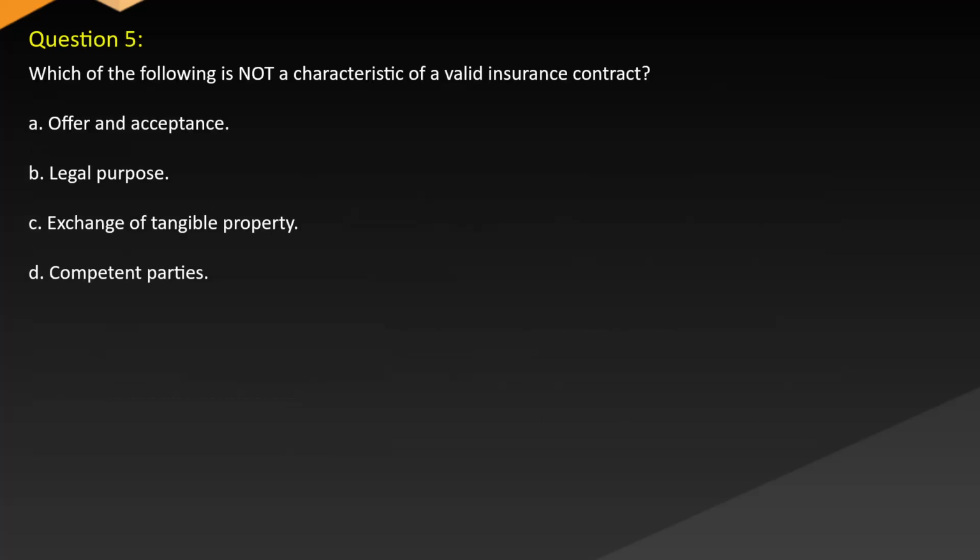Question 5. Which of the following is not a characteristic of a valid insurance contract? A. Offer and acceptance. B. Legal purpose. C. Exchange of tangible property. D. Competent parties.